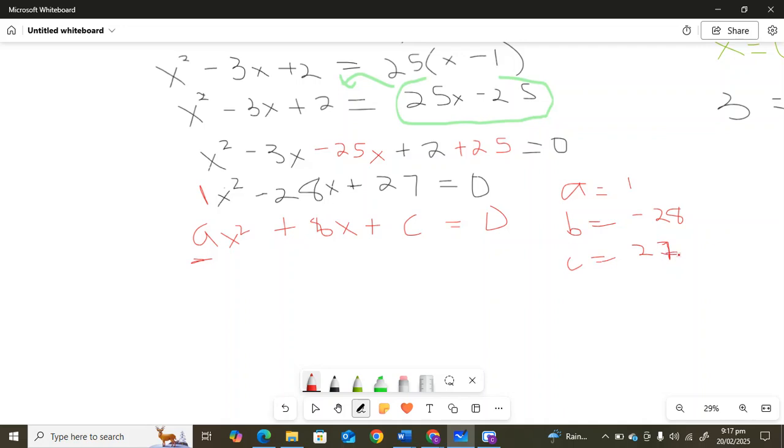Any questions? Please remember what these A, B, and C mean, because they are coming back. They're coming back with a vengeance in the incoming questions, okay? So once you found your A, B, and C, what is A times C? 1 times 27. All right, that gives you 27.